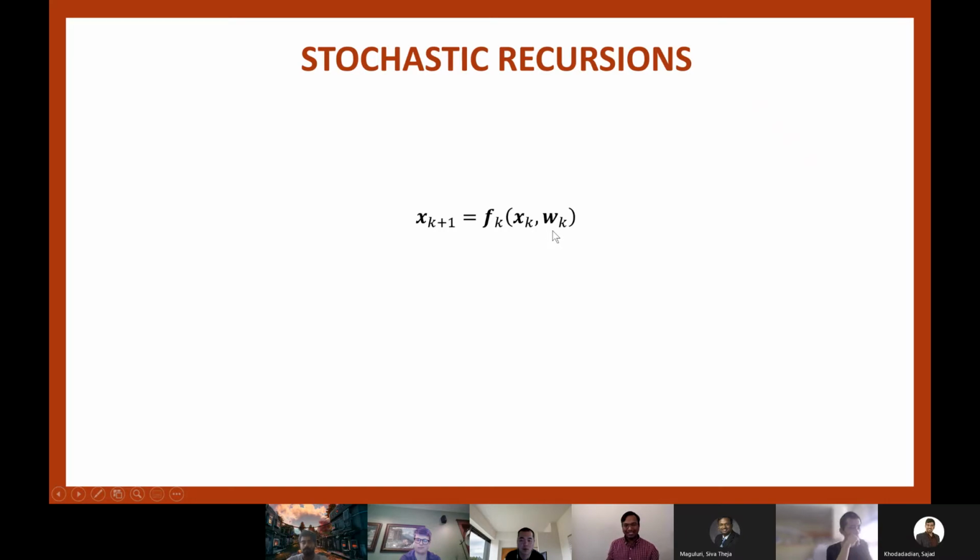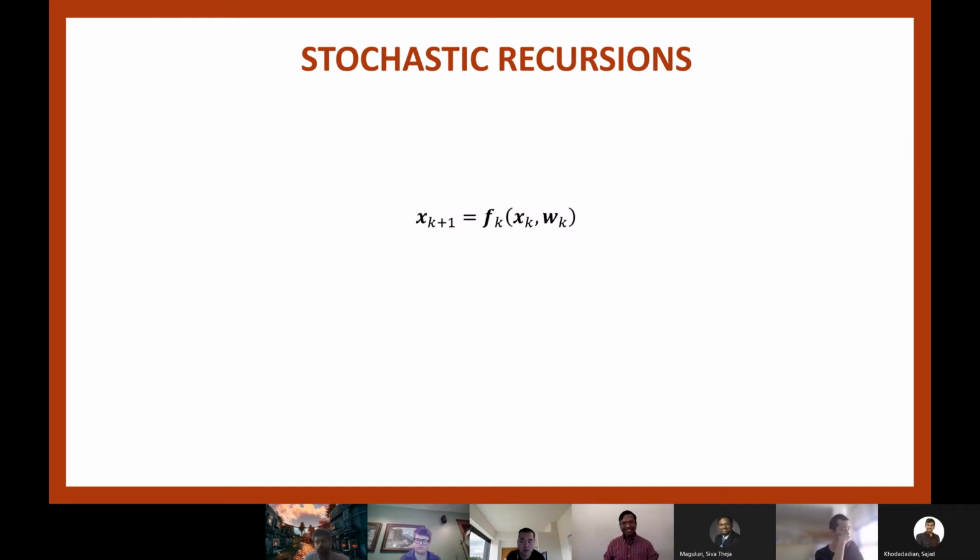And this Wk can be either an IID sequence of random variables. They can be martingale differences. They can be Markov chains. So one can imagine all kinds of general settings. And why are we interested in this? Because in the next few slides, I'll motivate the study of stochastic recursions using various examples.